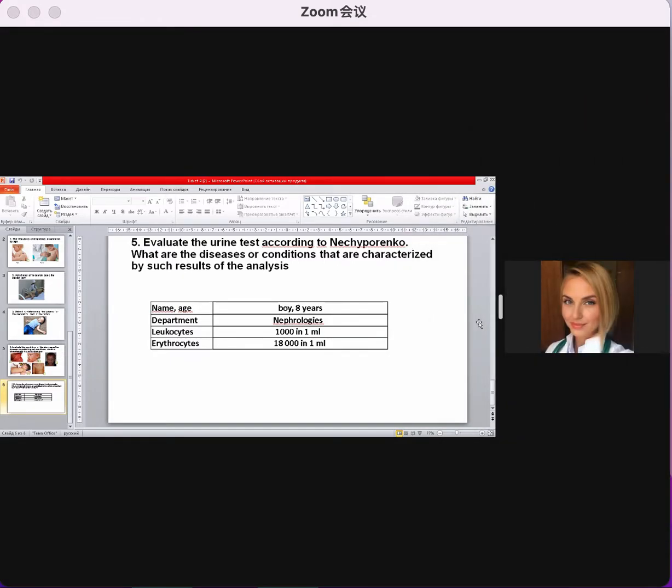This analysis. Here we need, like, there is a certain index for this. For example, for leukocytes, it should be, I think, in 1 milliliter up to 2,000, and erythrocytes should be 1,000 in 1 milliliter. Yes. That is hematuria. What is this? This is hematuria. Yes, erythrocytes in urine, or hematuria. What condition or disease can it be? Nephritic syndrome, glomerulonephritis. Nephritic syndrome or glomerulonephritis. Okay, very good.